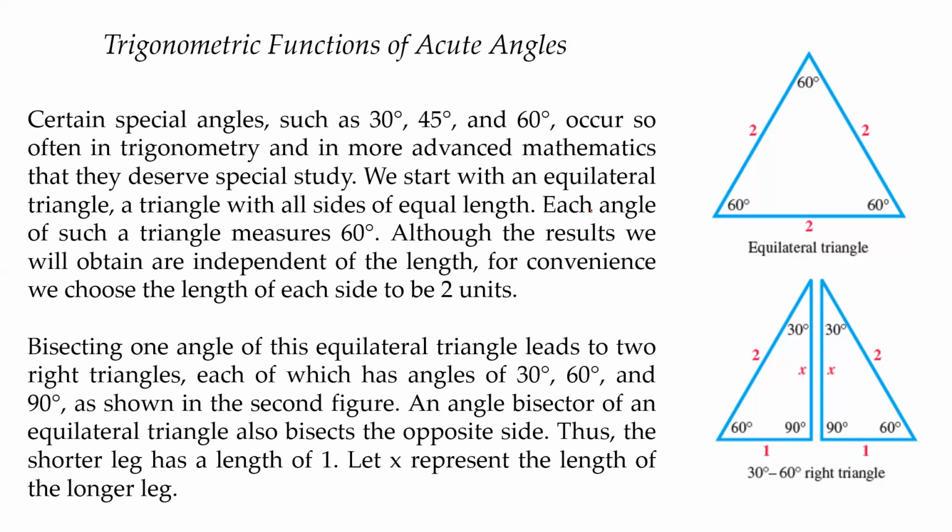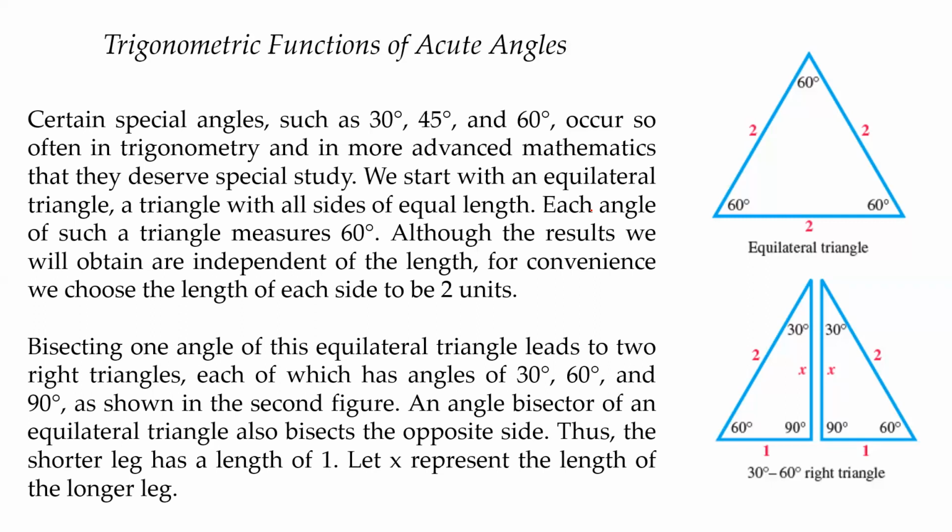We start with an equilateral triangle, a triangle with all sides of equal length, right? Because we know that if the triangle is equilateral, it is also equiangular, meaning the angles of the three corners of a triangle are equal. That is 60, 60, 60. 60 times 3, that's 180.